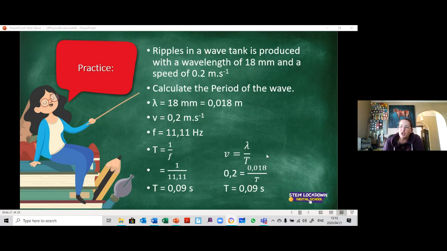The other option you could do is to take the wave speed and the wavelength and use the wave speed equation to calculate the period. And you will see that you get exactly the same answer.